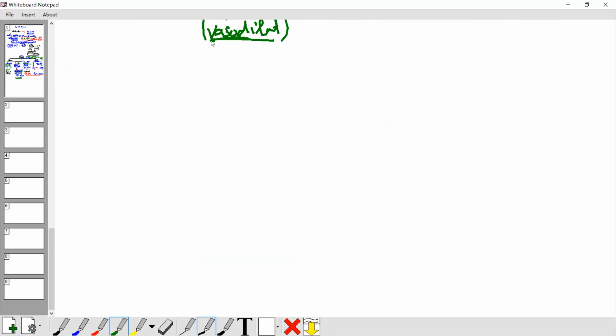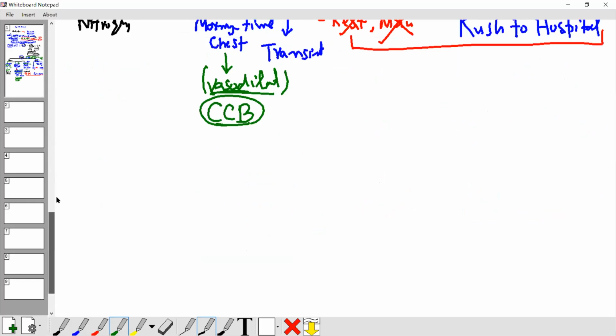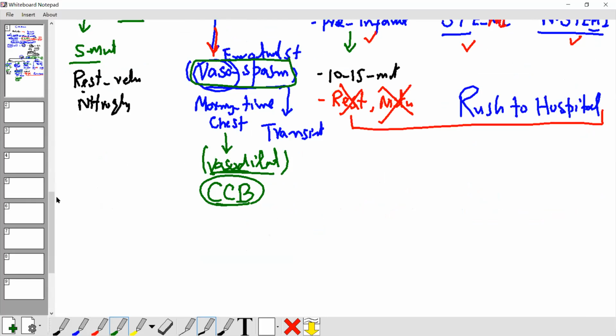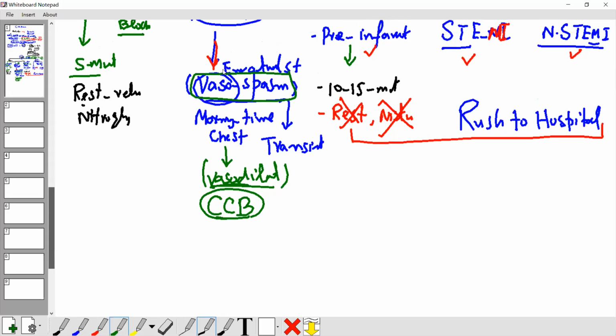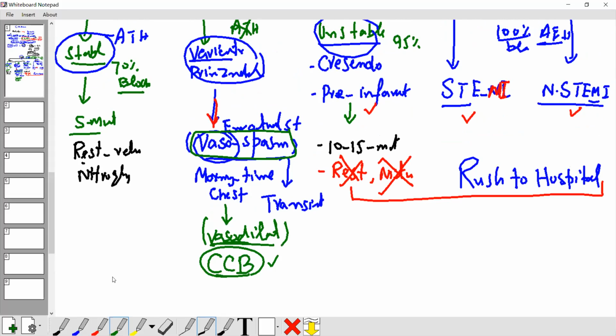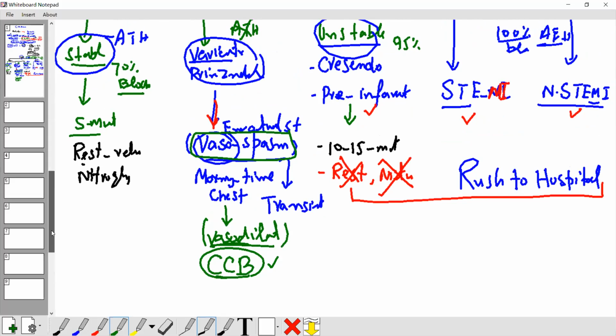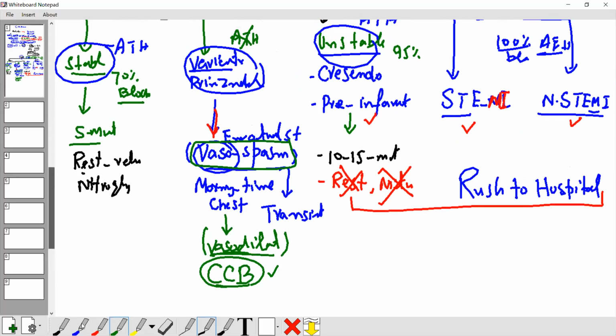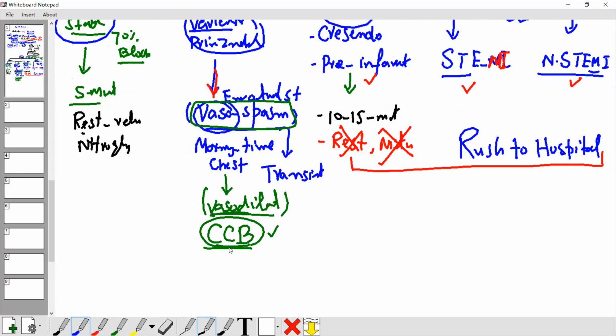Clear? So which drug do we use here? Calcium channel blocker. It's a drug to keep in mind. The drug of choice for Prinzmetal or variant angina is a calcium channel blocker. What do calcium channel blockers do? They open the vessel, they dilate the vessel.